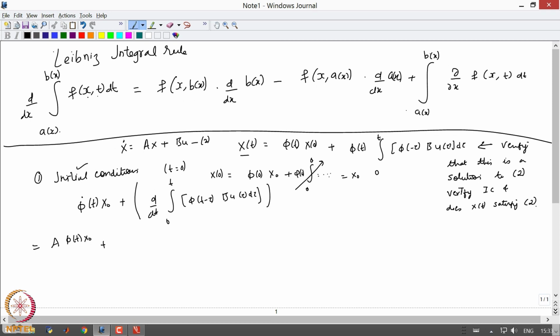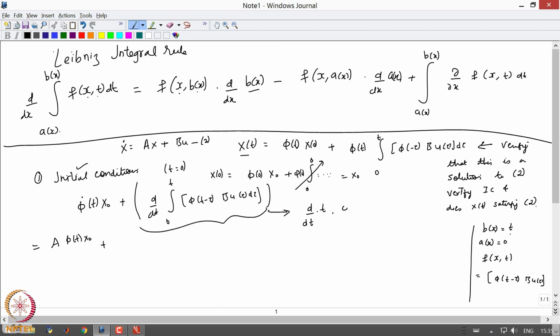Okay. So, let us start with this. I am just concentrating on the right hand side on this term, which is differentiation with the integral sign here. Okay. So, the first term will be d over dt of t. So, this is my b of x. Let us just write down for simplicity: b of x is my t, a of x is 0, f of x comma t is phi of t minus tau b u tau.